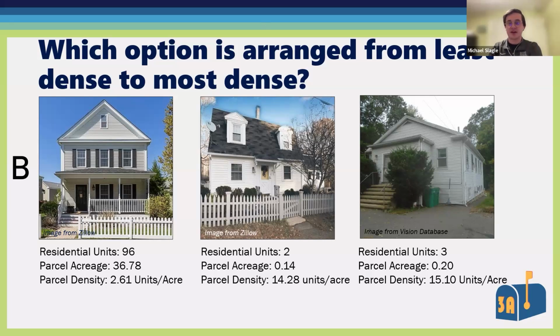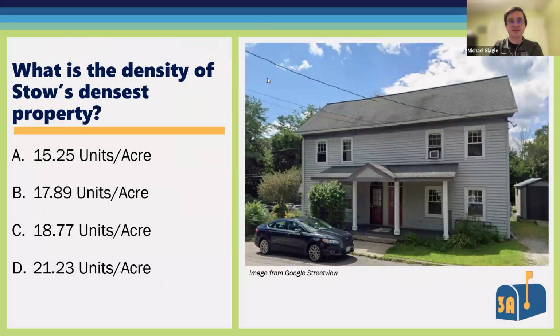All right, and we have one last question. This one is a picture of the most densely developed parcel in Stow. So we're wondering, what do you think the density of this parcel is? We have 4 options for you.